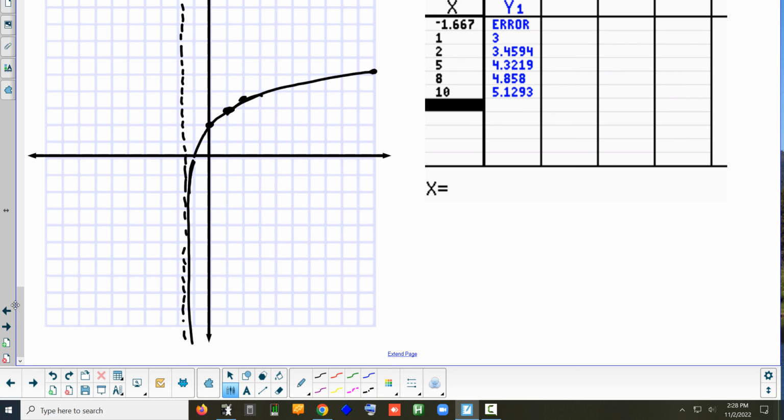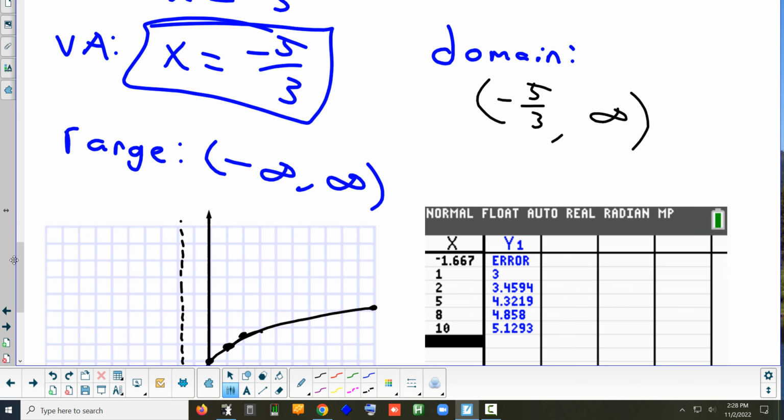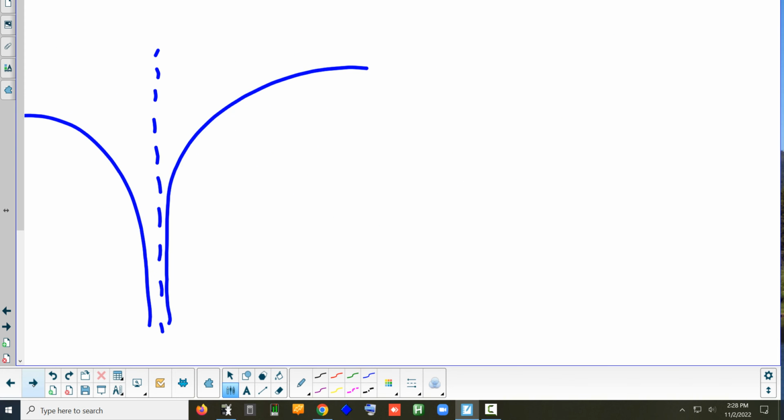Alright, any question on it? So find your vertical asymptote and then plug in some points on one side of it. Worst thing that happens is you pick the wrong side and you get an error, but then pick the other side. Alright, so that was that.